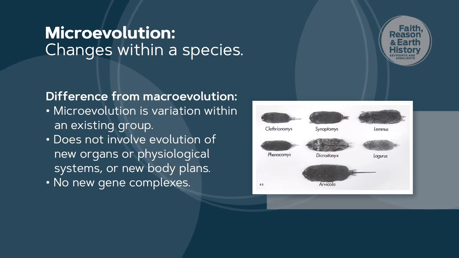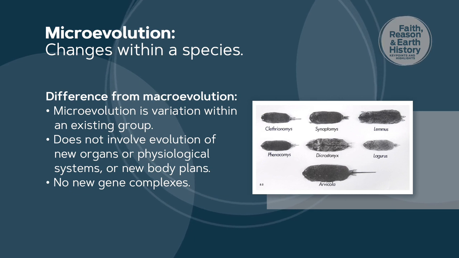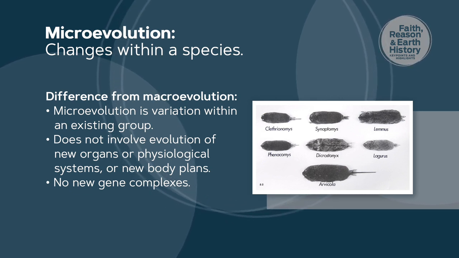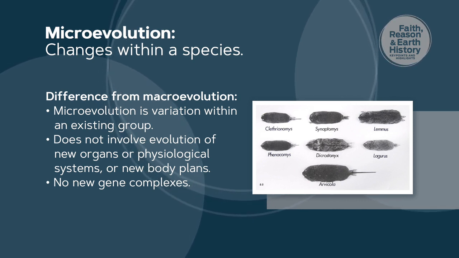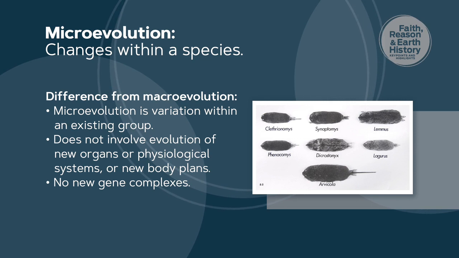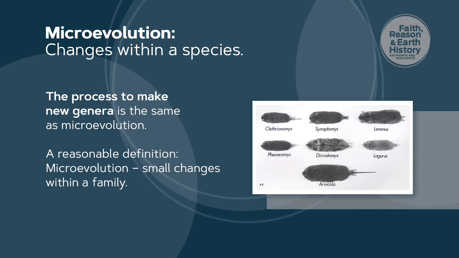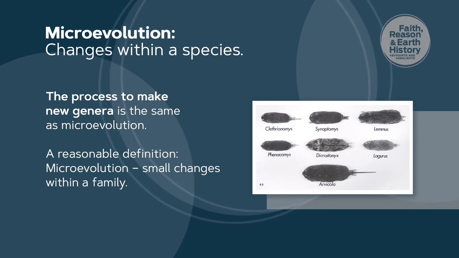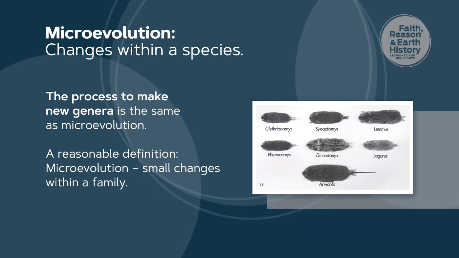Microevolution is different from macroevolution. Microevolution is variation within an existing group. It does not involve evolution of new organs or new physiological systems or new body plans, new feathers, or anything like that. And it does not involve any new gene complexes. The process to make new genera is the same as microevolution. The same processes make just a little bit larger differences. A reasonable definition is that microevolution is small changes within a family.